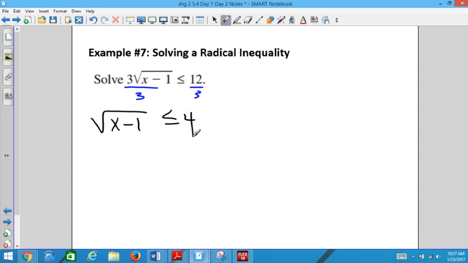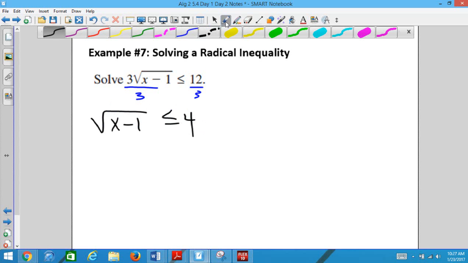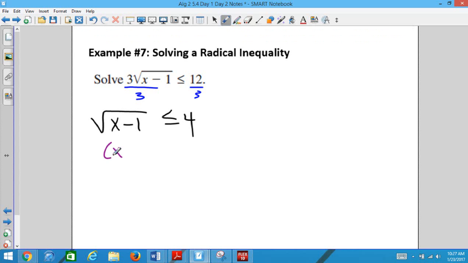How do we get rid of the square root? This is the same thing, x minus 1 to the 1/2. Square root and 1/2 power are the same. What am I going to do to both sides to get rid of the square root? Well, you're going to raise it to a power. What power is that? 2 over 1. 2 over 1, right.